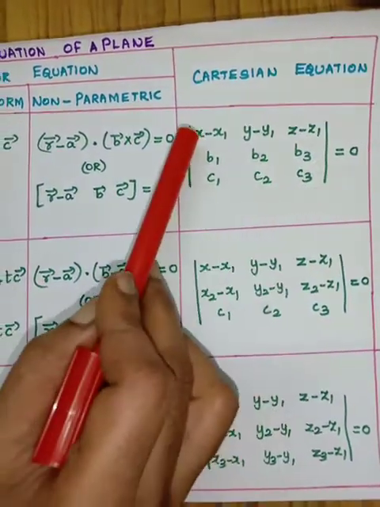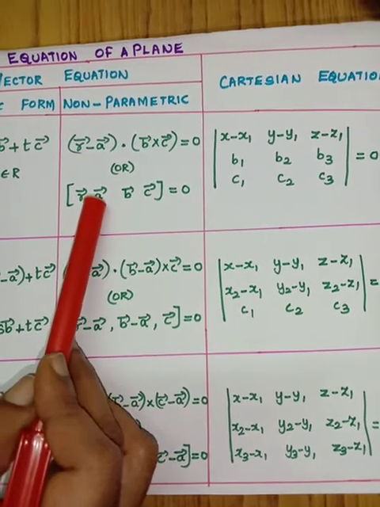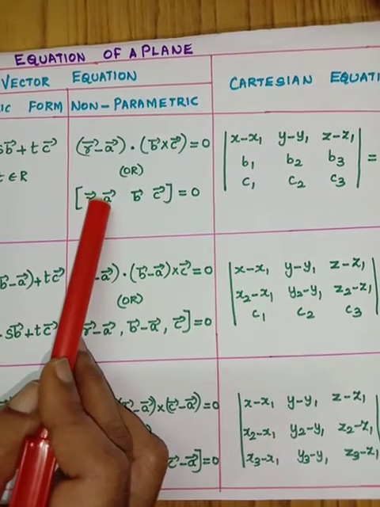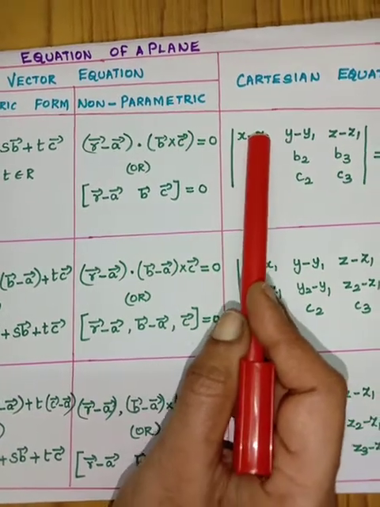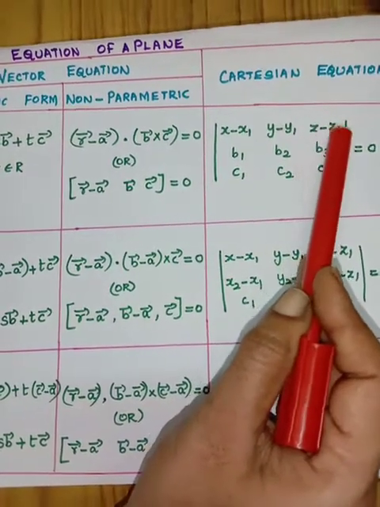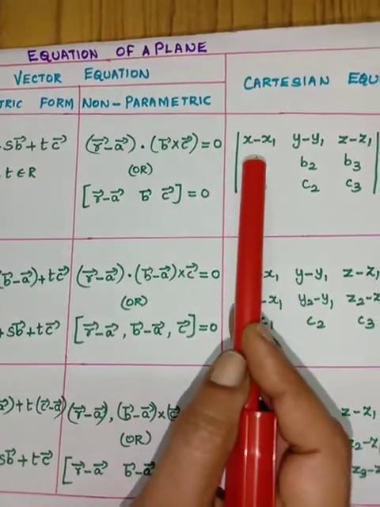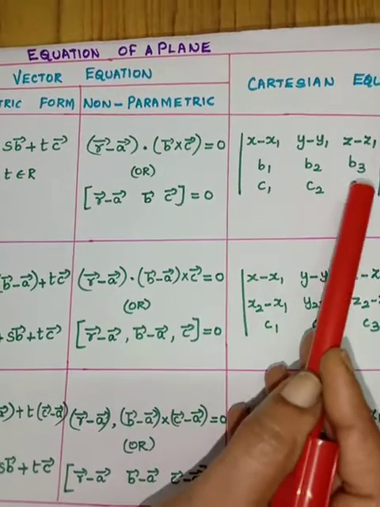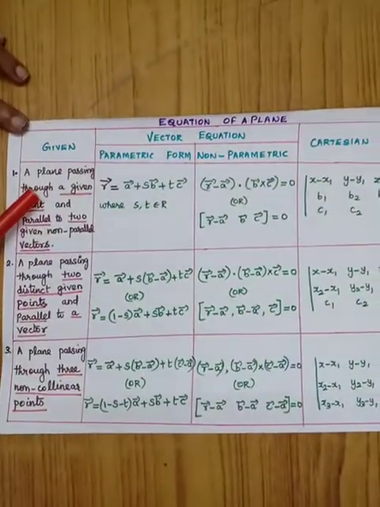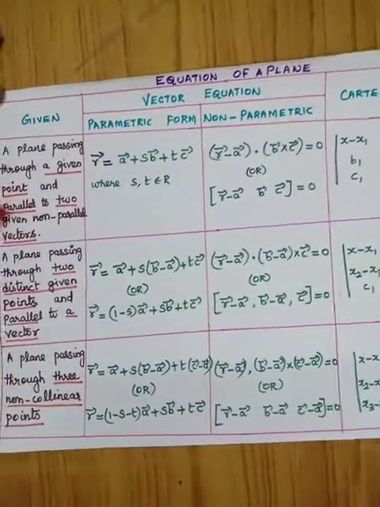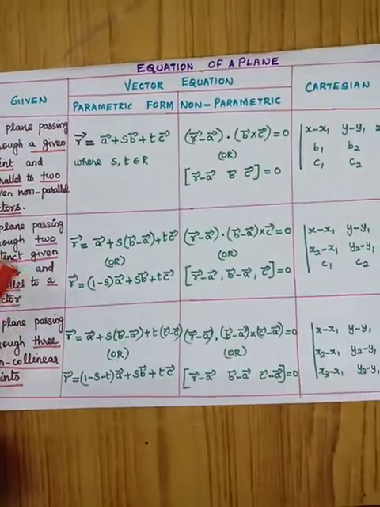So it is nothing but x minus x1, the components of R vector minus A vector. A vector is the position vector of the passing point. So it can be denoted as the passing point x1, y1, z1. So therefore x minus x1, y minus y1, z minus z1. B vector and C vector are parallel vectors, whose components are b1, b2, b3, c1, c2, c3, which is equal to 0. Here you see, one passing point and the plane parallel to two vectors are given. You have to use the formula.